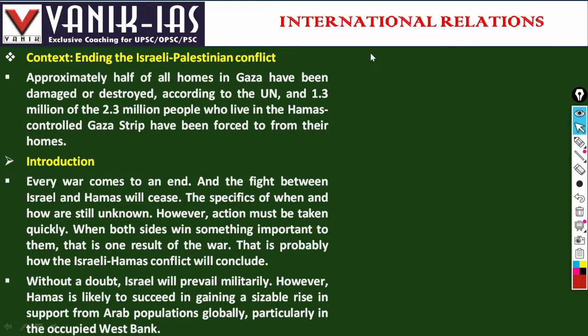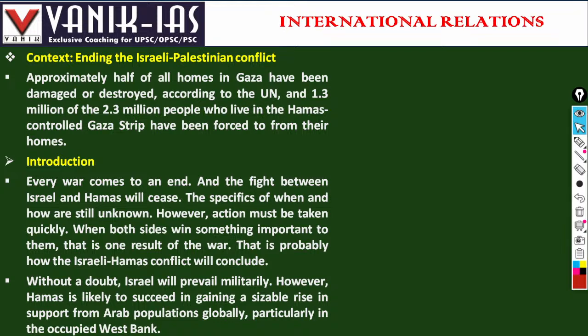Then the next topic is international relations, the ending of the Israeli-Palestine conflict. Approximately half of all homes in Gaza have been damaged or destroyed, according to the UN, and 1.3 million of the 2.3 million people who live in the Hamas-controlled Gaza Strip have been forced to flee from their homes.